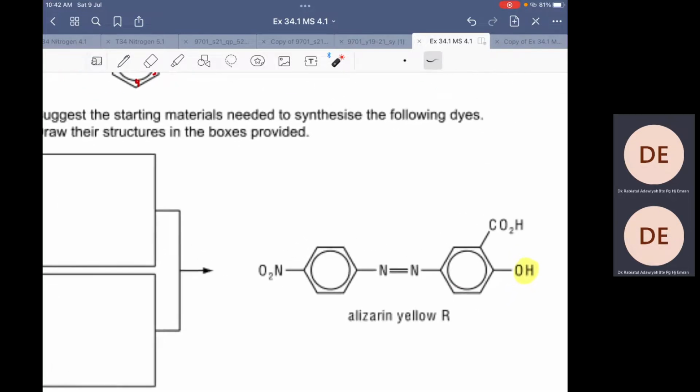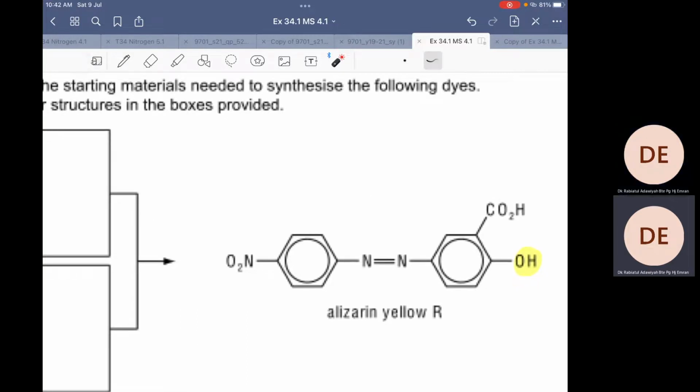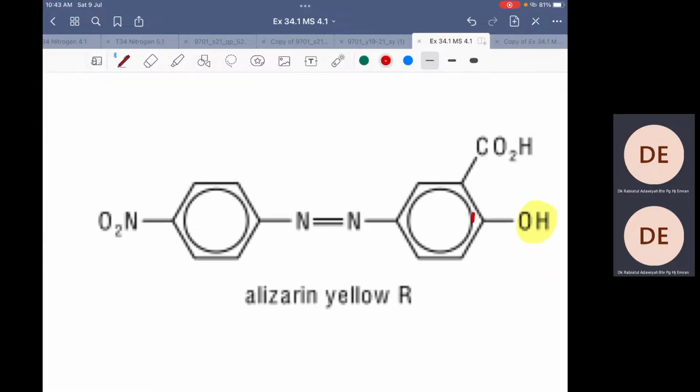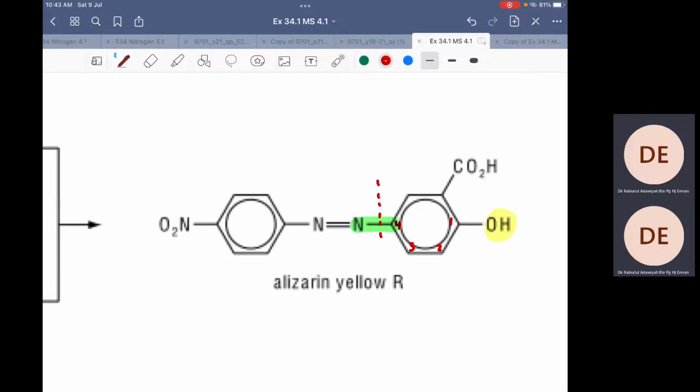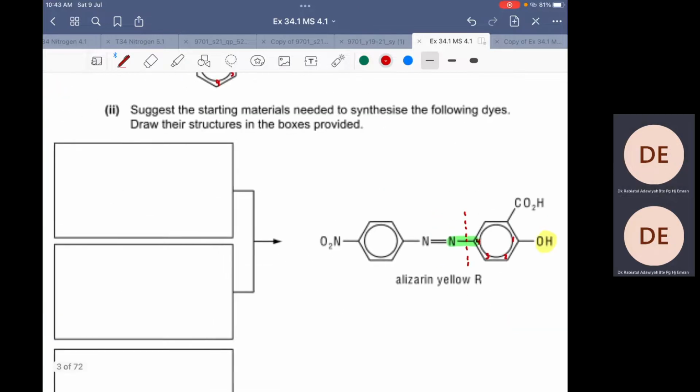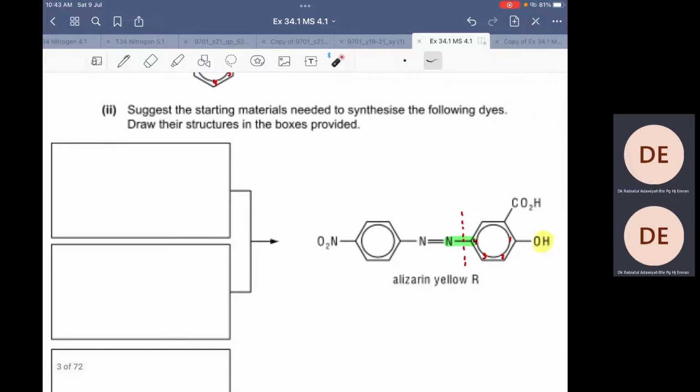Okay, so here is alizarin yellow R. Do you see the OH group here? Okay, and if we count the number of carbons from that OH group, 1, 2, 3, 4. Can you see that this is the new bond being formed? Okay, so just try to imagine breaking that bond, because that will tell you what the starting materials are. So the starting material on this side would be the benzene ring with an NO2 group and the diazonium ion, N triple bond N plus. And the other side would just be a benzene ring with COOH and OH.